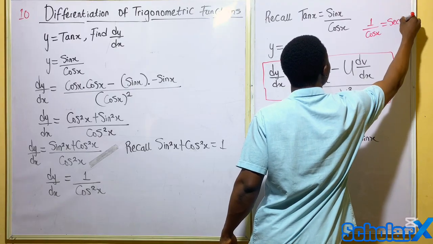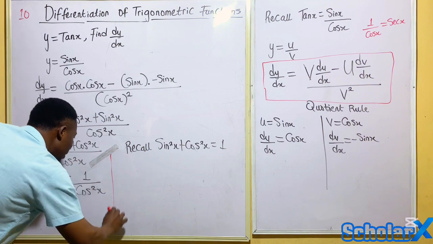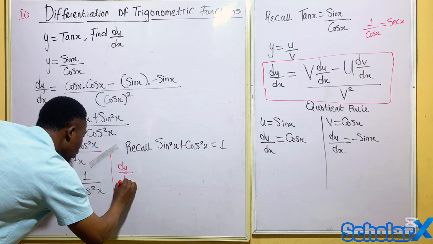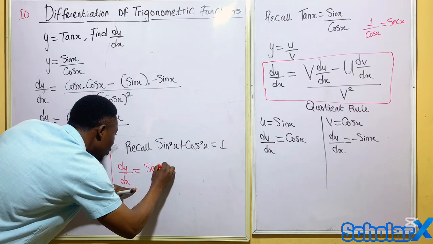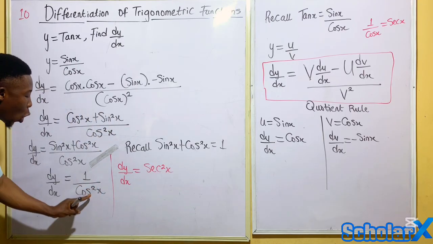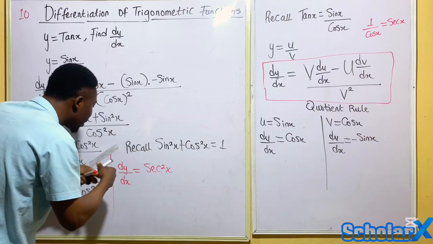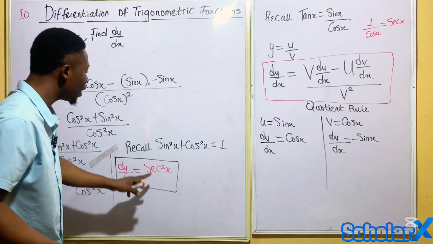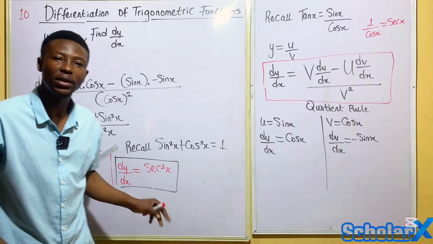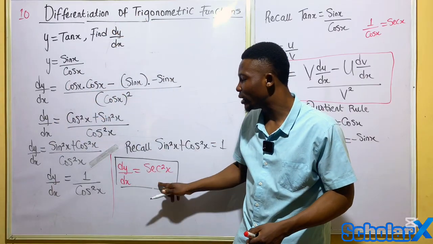So my dy dx is going to be equal to sec squared x, because this is 1 over cos squared x. So if you differentiate the function tan x, you're going to get sec squared x, by using the quotient rule. So this is our answer.